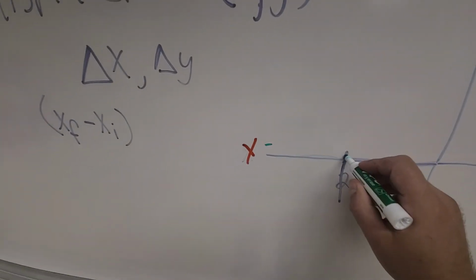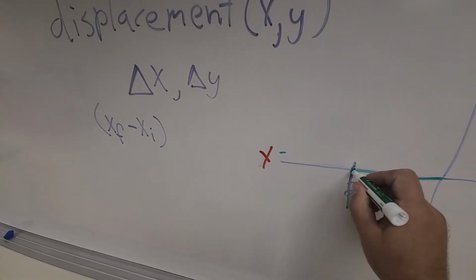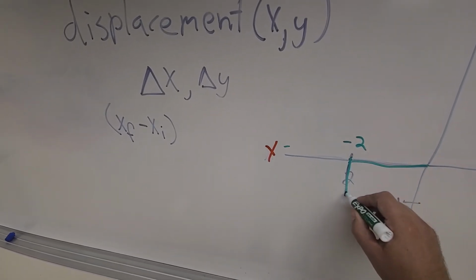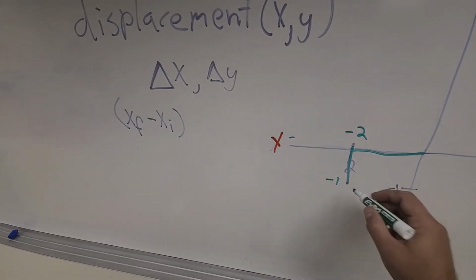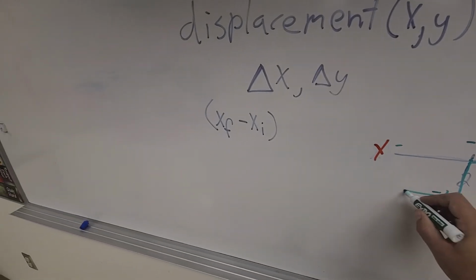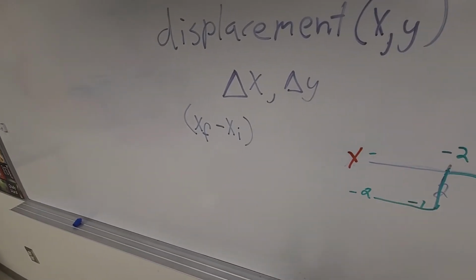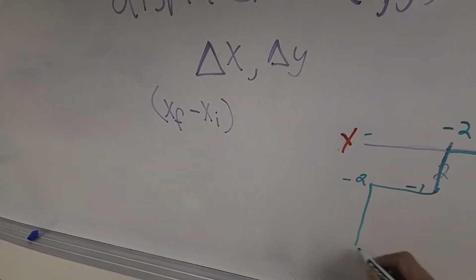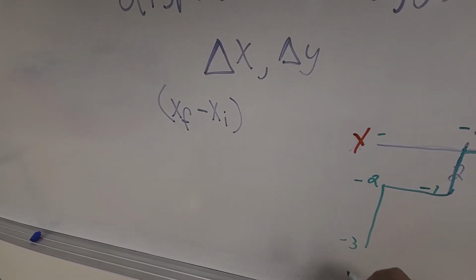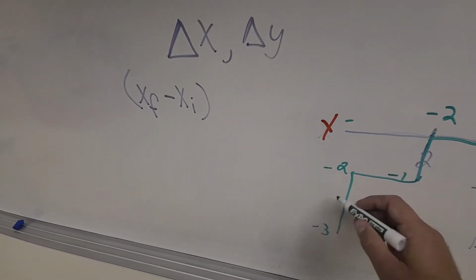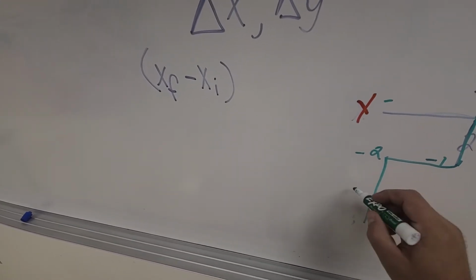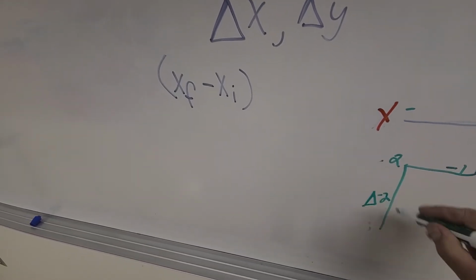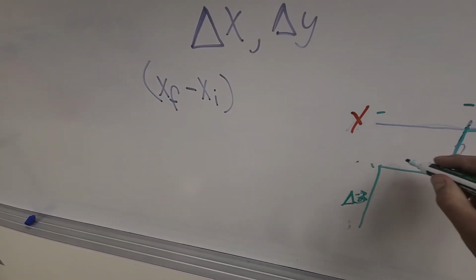All right, so we started out by going 2 in the negative direction, so I'll write negative 2 here. Then we went down negative 1. Then we went negative 2 in this direction. And then we went down, or south, for 3, negative 3. Now, I'm just showing that the change is delta negative 2, and negative 3.